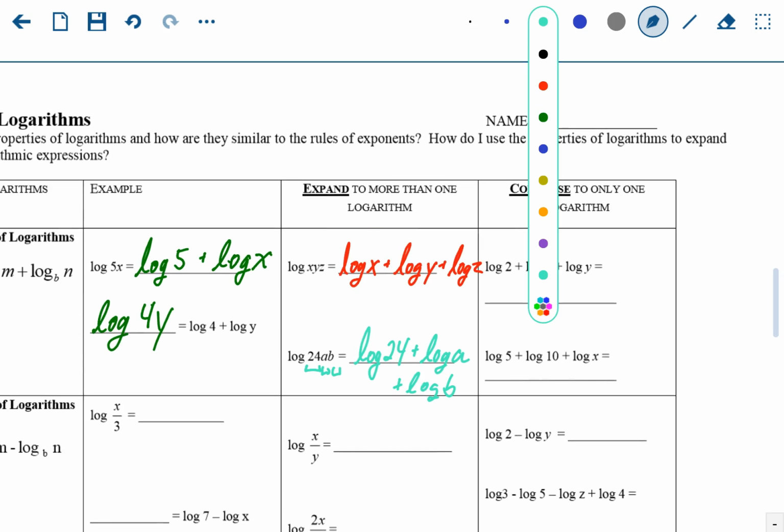And same thing with the expansion, or the condensing. Condense to one logarithm. So we have log 2 plus log x plus log y. We want to write it with one log. Since they're all addition, we're just going to multiply all those together. The 2, the x, and the y. Log 2xy.